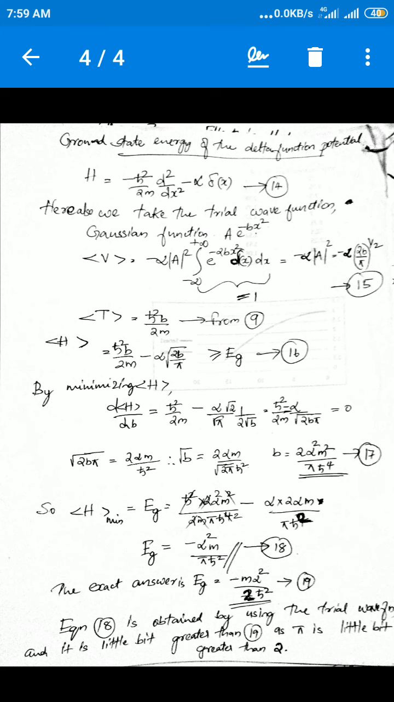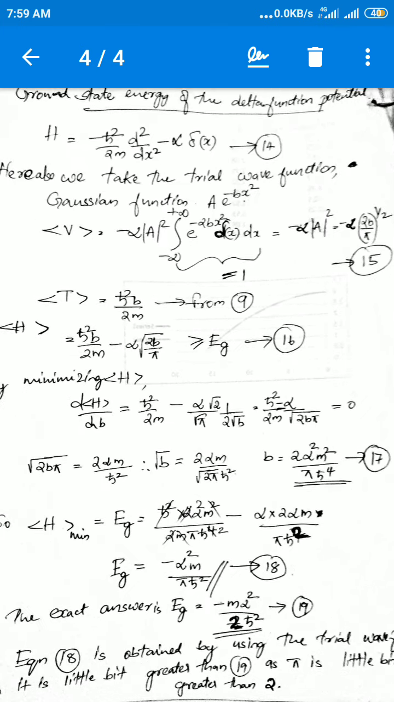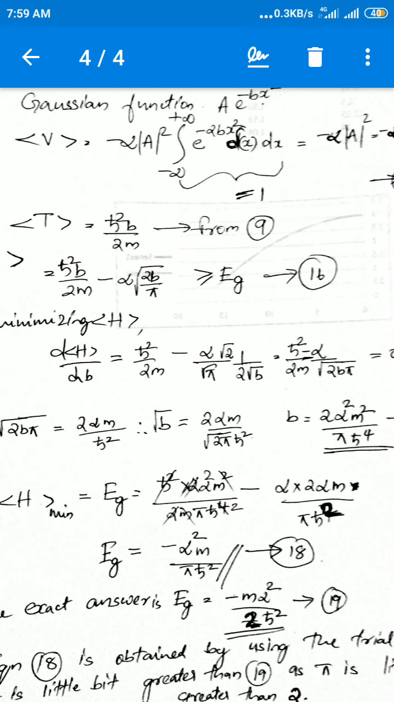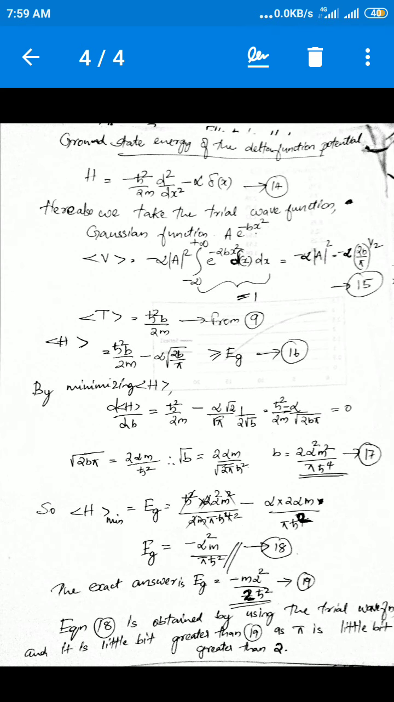H expectation minimum is equal to, after substituting and cancelling the values, Eg equal to minus alpha square m by pi h cut square. And this is the solution for the ground state energy of the delta function potential. And we already know the exact ground state energy, which is equal to minus m alpha square divided by 2h cut square. So there is a little difference found from the variation principle. Instead of 2, it is pi there.